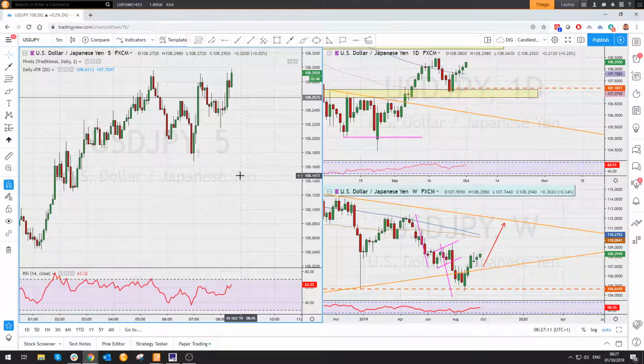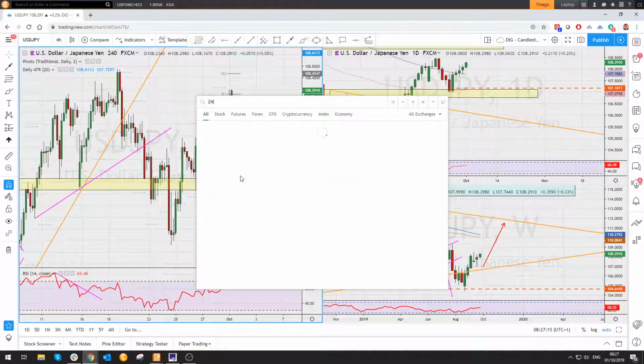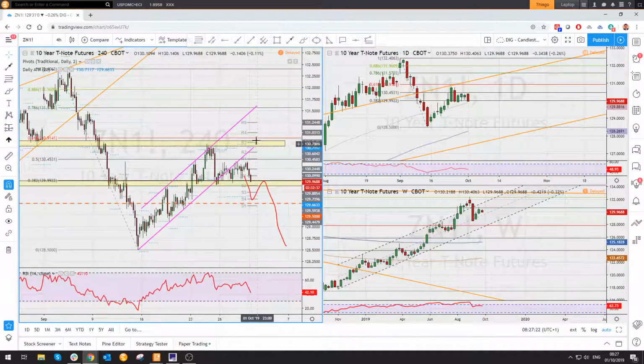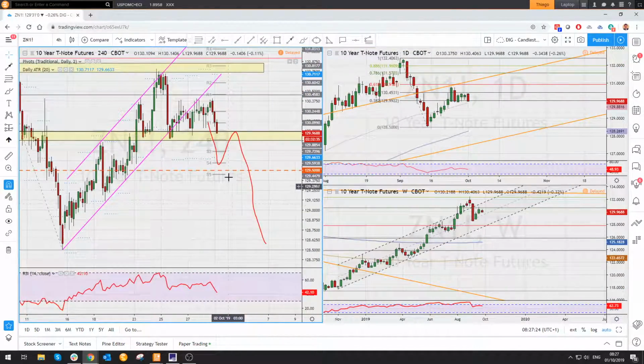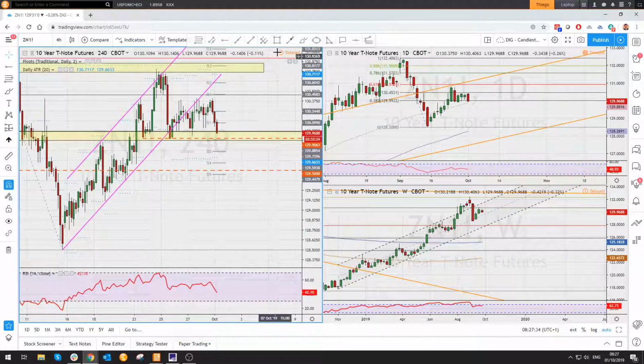Great, isn't it? Anyway, another thing is bonds. So let's have a quick look at bonds. Is it NZ or ZN? ZN. Here we go. So ZN, guys, right now it's at support here. So if we do break this low here, if we break 129.90, it's going to look perfect, right?